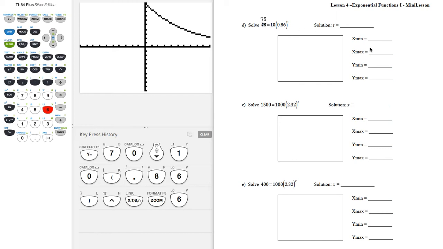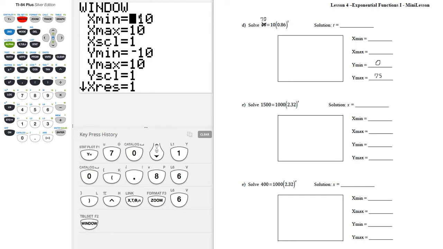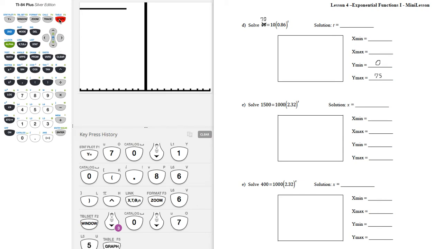So I'm going to change a couple things right away. I'm going to make y min 0. And y max has to be at least 70, so I'm going to go ahead and make it 75. And then I'm going to leave my x min and x max at negative 10 to 10. So let's see what we've got. Negative 10 to 10, change y min to 0, and y max to 75, and then press graph and see what we get. So there's the 70 line.